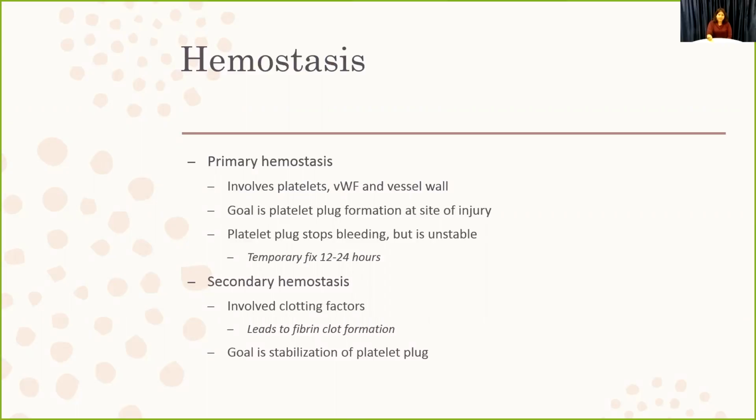So hemostasis, so we have primary and secondary hemostasis. Our primary hemostasis involves our platelets, von Willebrand factor, and our vessel wall. So our platelets and von Willebrand factor get activated, go to the site of injury, and create our platelet plug. And then sometimes our vessel walls will either constrict or capillary walls will collapse completely to stop bleeding. Primary hemostasis is only a temporary fix, usually lasting about 12 to 24 hours, and that's when secondary hemostasis begins to kick in, and that involves our clotting factors that lead to our fibrin clot formation, and the goal of that is stabilization of our platelet plug.